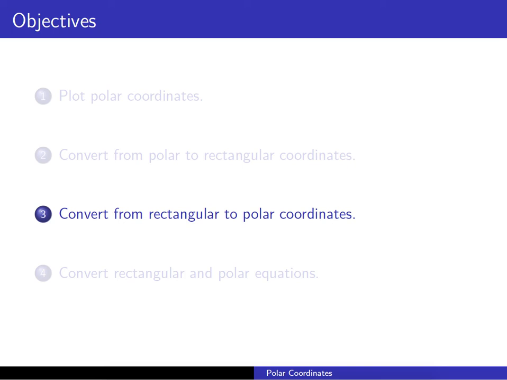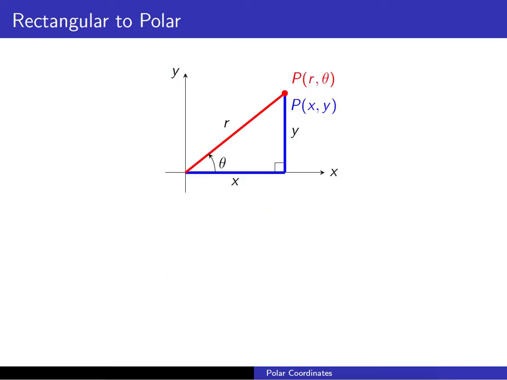Alright, in this video we're going to look at converting from rectangular or xy coordinates to polar coordinates. So again, going back to our x, y, r right triangle, this time we're going to know the value of x and the value of y, and we're going to use that information to find the polar representation of that point.